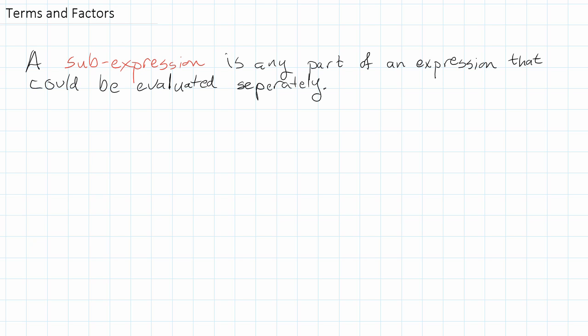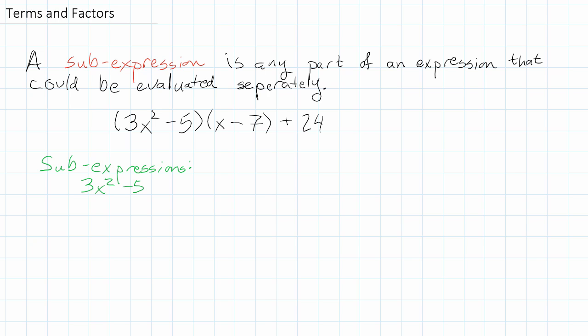We need a little bit of language to talk about the parts of an expression. Now, in general, any part of an expression is called a sub-expression. Sub-expressions are just parts that could be evaluated separately. So, for example, in the expression 3x squared minus 5 times x minus 7 plus 24, some examples of sub-expressions are 3x squared minus 5, the number 24.